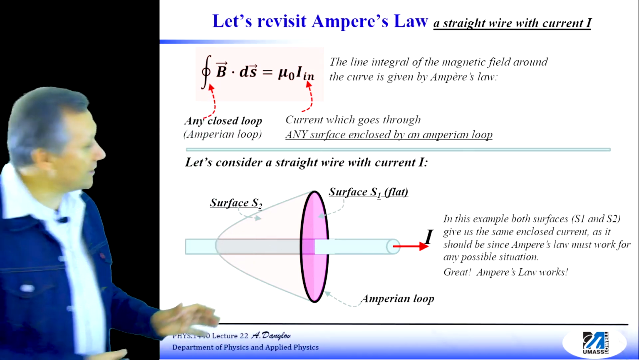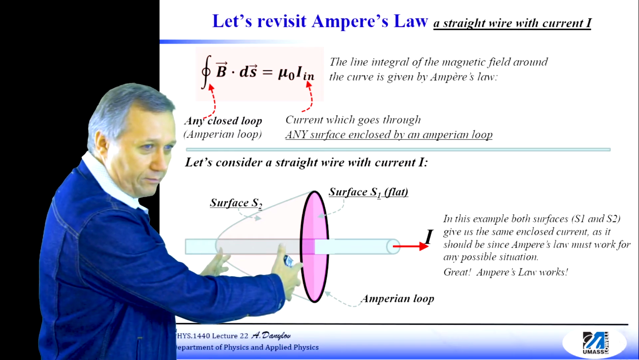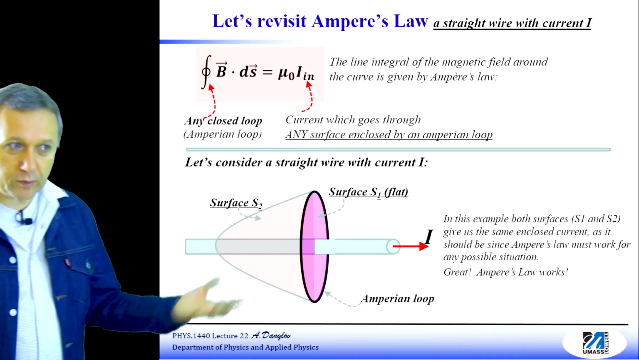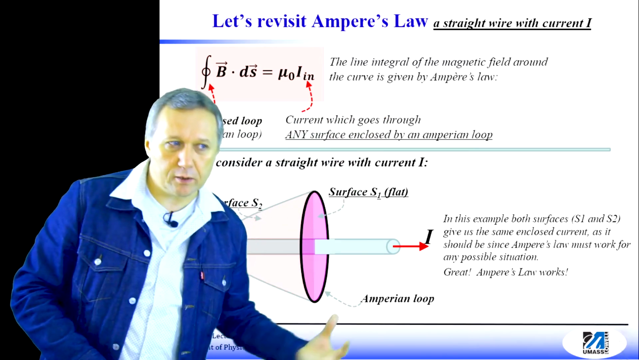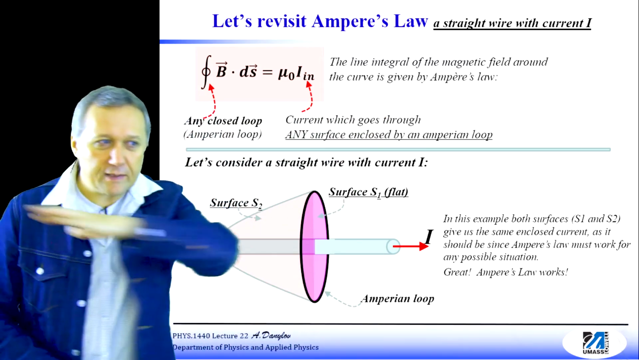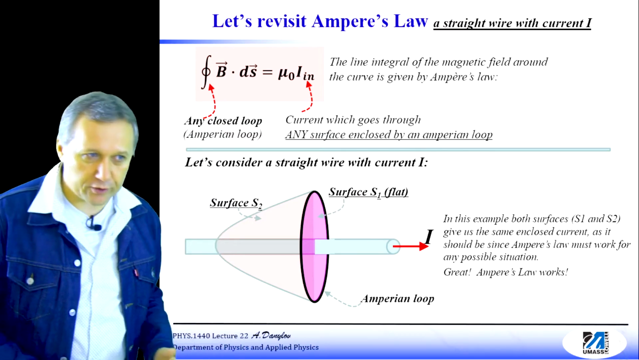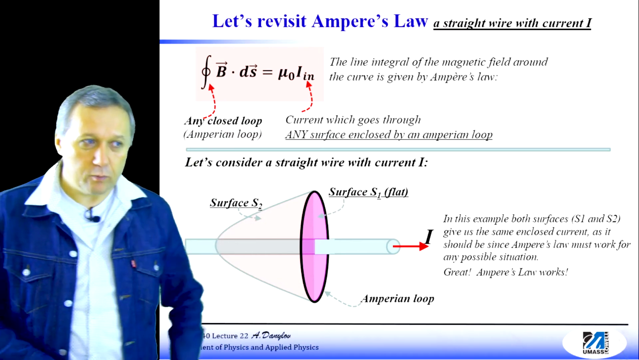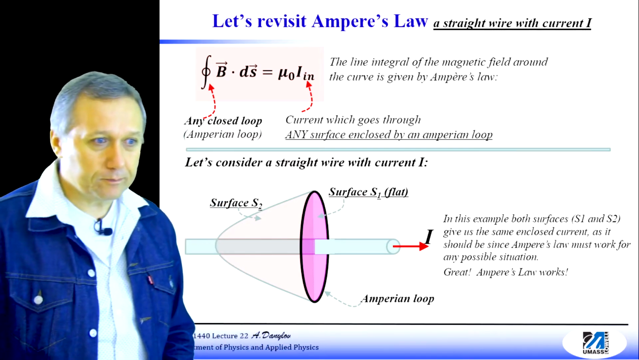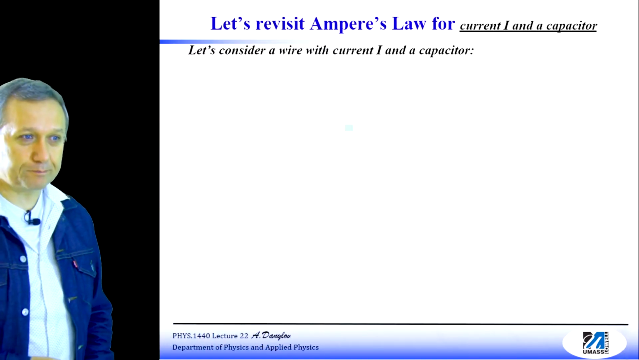And he suggested, let's insert a capacitor in the middle of this wire. Why not? We claim that this Ampere's law is a fundamental law. It means that you should be able to apply it anywhere you want. No restrictions. So he said, let me insert a capacitor and see what we are going to get. So let's follow his steps.